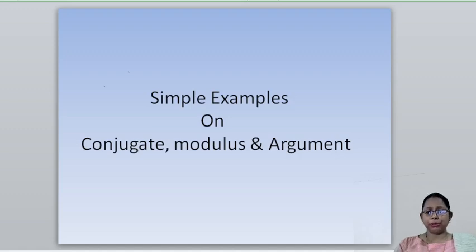Today we are going to discuss some simple examples on conjugate, modulus and argument.